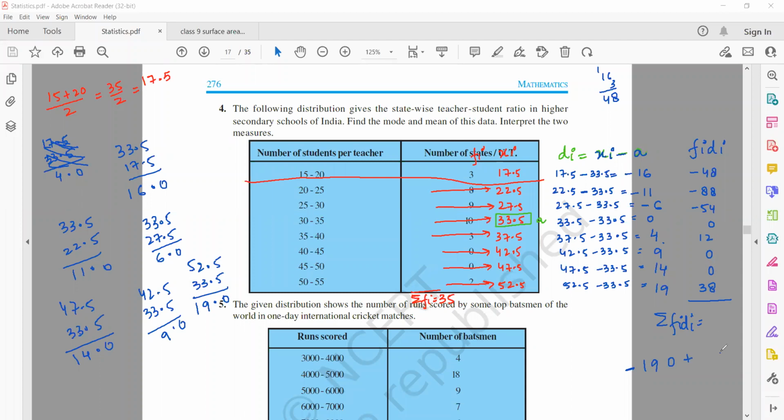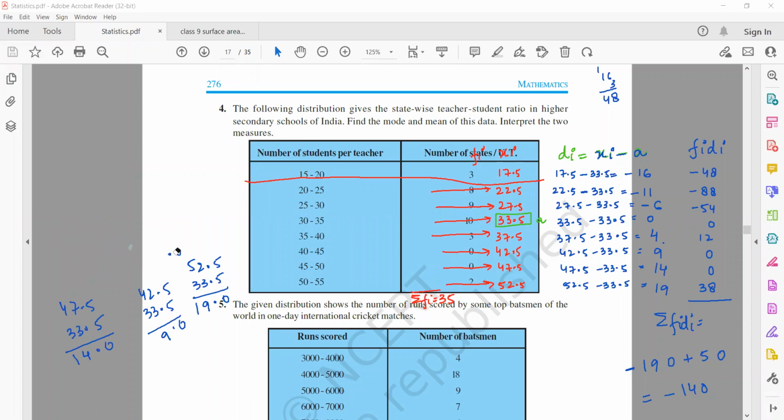So 8 and 2, 10, carry 1, 4 and 5, 50. So this will be how much? 9 minus 4 is 40, minus 140. Is that okay? Please check summation of FI DI. I'm getting this minus 140. Let us find out the mean.